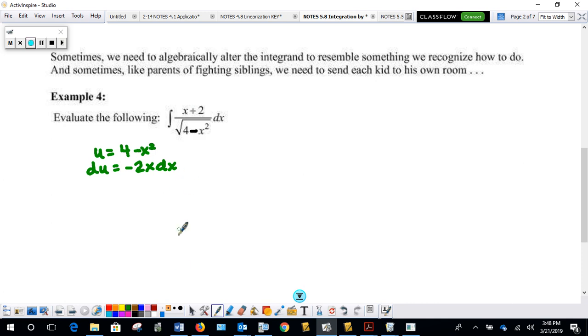And so what you have to recognize in this problem is that sometimes you need to split them up. Sometimes the algebra that you are going to need to do in order to do this integration is to split this, because the sum with a fraction can be split as the integral of x over square root of 4 minus x squared dx plus the integral of 2 over square root of 4 minus x squared dx.